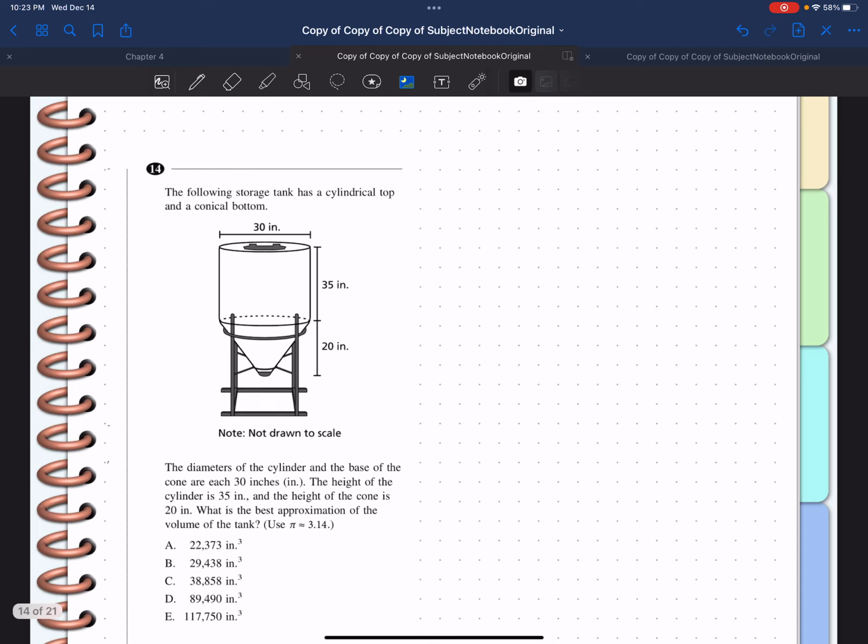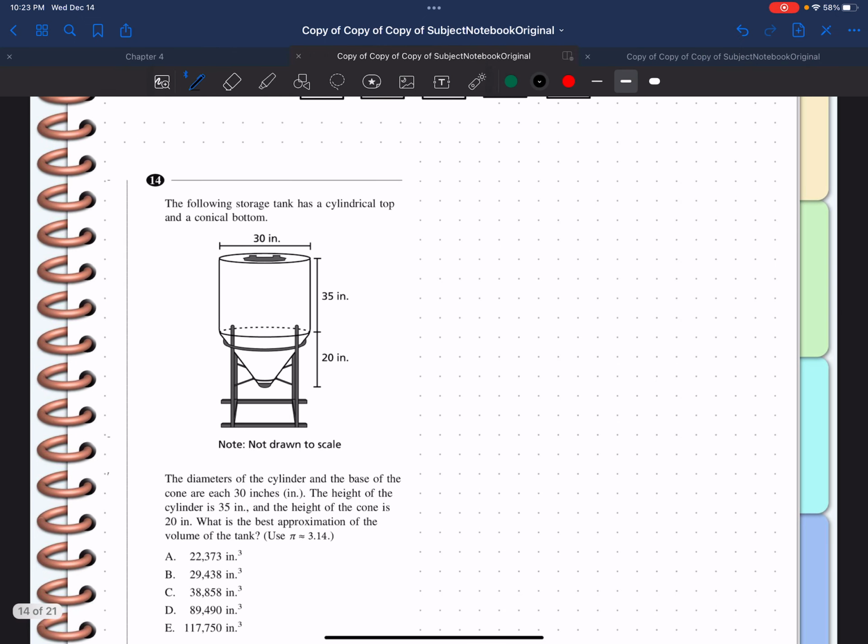So this is a volume problem, and that's going to be lesson 7.4, I believe. It is a composite figure because it's two shapes put together. So let's take the volume of a cylinder and the volume of a cone.